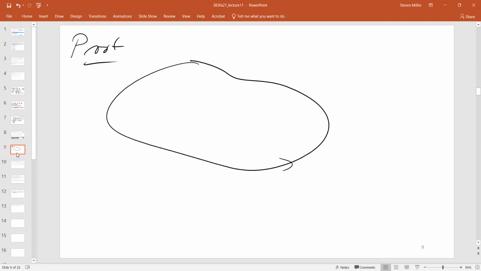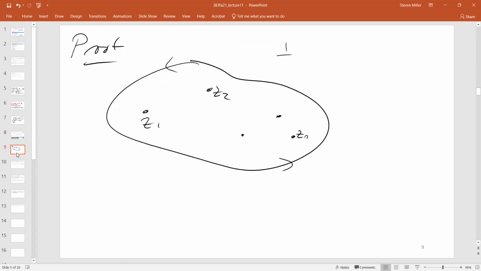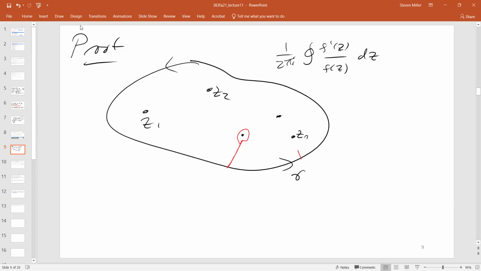Imagine we have, as always, a nice region, z1, z2, and say zn. And so what are we doing? We're integrating 1 over 2 pi i f prime of z over f of z. So we have 1 over 2 pi i integral over our curve gamma of f prime of z over f of z dz. And then we just play the game we always play. We come in, we come back.